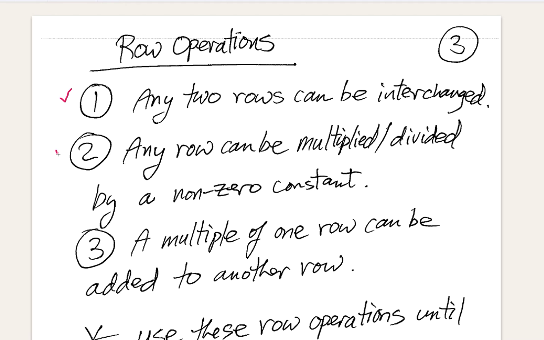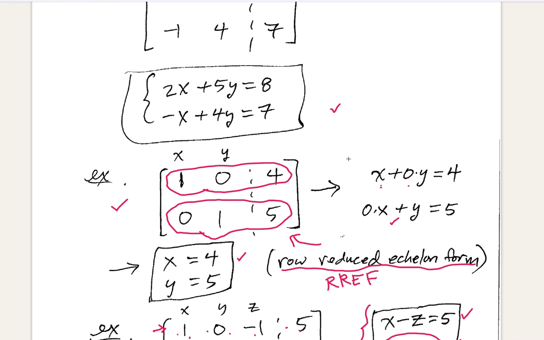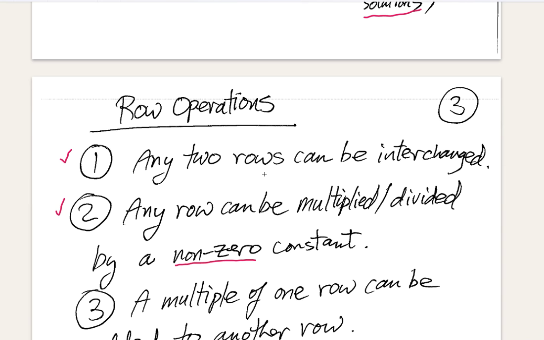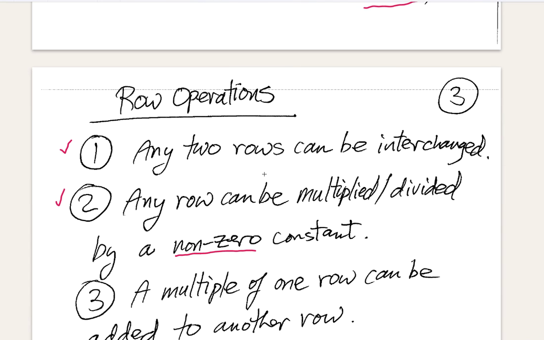Okay, let's look at our second elementary row operation. Any row can be multiplied or divided by a non-zero constant. Now when I multiply a row, I'm going to multiply every element of that row by that non-zero constant. That includes the constant term on the other side of the dashed vertical line. The other side of that dashed vertical line is really standing in place of an equal sign, right? It's acting like an equal sign. So think of it as multiplying on both sides of an equation by a non-zero constant.